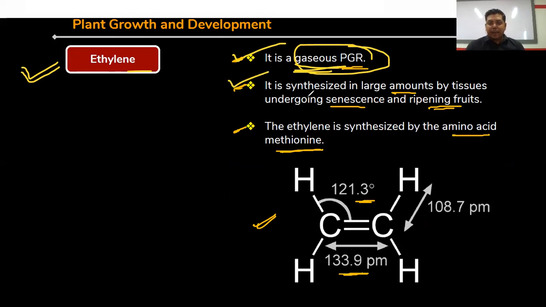in nature. It's synthesized in large amounts by the tissues undergoing senescence and ripening fruits. So obviously, ethylene is mainly involved in the ripening of the fruits. That's why it is mainly produced within the leaves and fruits that are undergoing senescence. Here, senescence means aging or maturation. The leaves or fruits, after their formation, get yellowish before they fall off. So within this region, mainly the ethylene is produced.